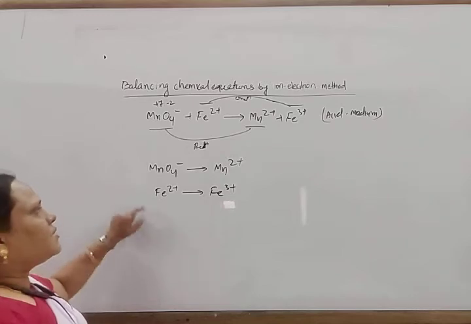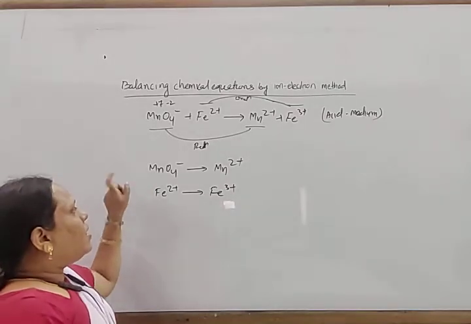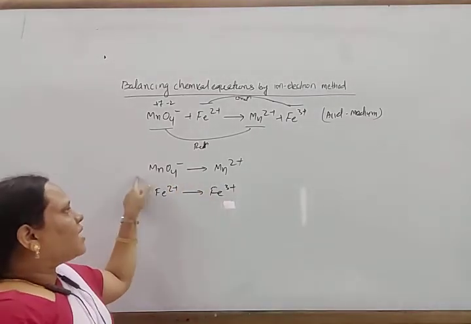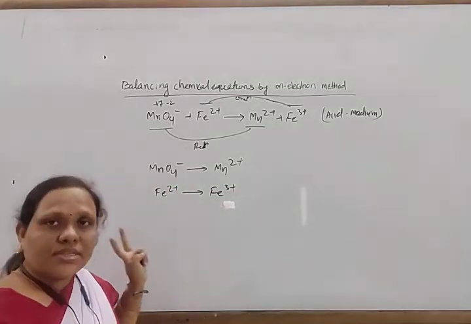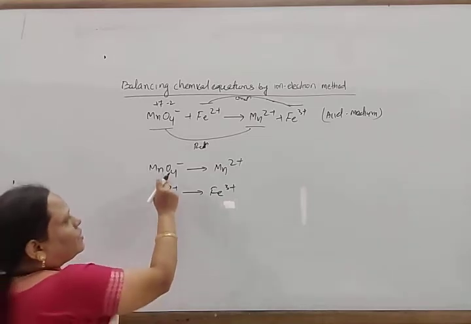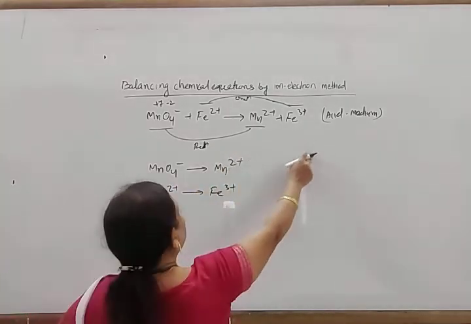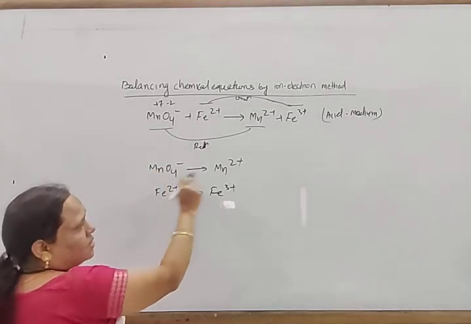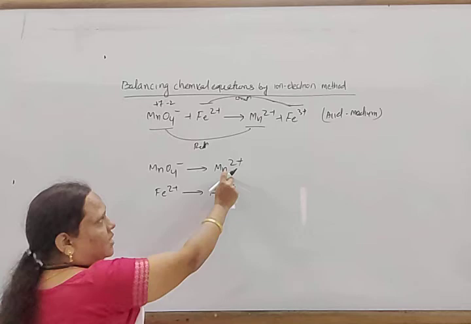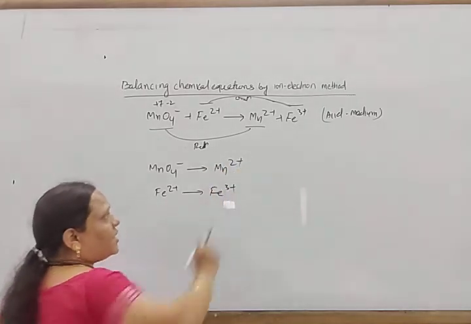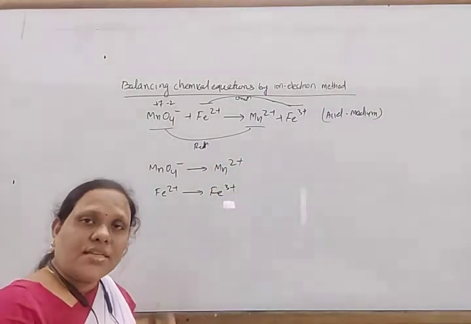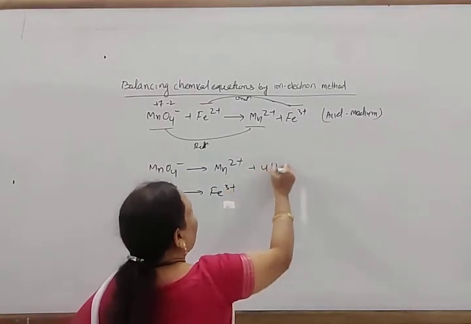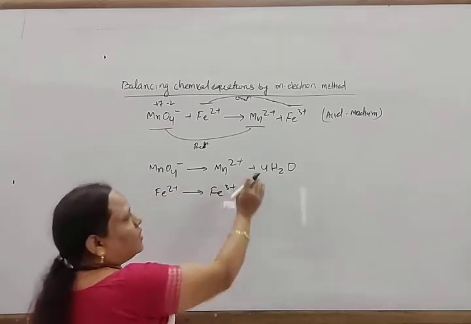In both these equations, except oxygen, all other atoms are balanced, and manganese and iron are balanced. And look here, this is given in acid medium. On this side there are 4 oxygen atoms, and on this side no oxygen atom. If a side is oxygen deficient, add water molecules there. So on this side I have to add 4 water molecules so that oxygen is balanced.